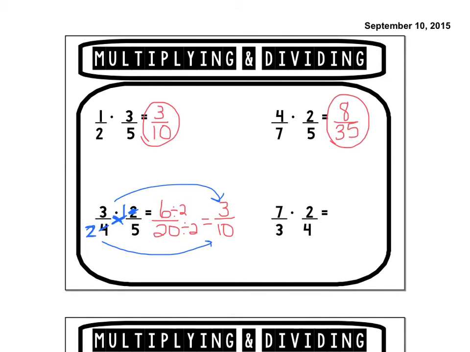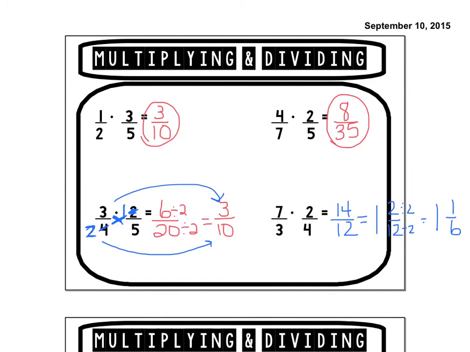On the next one, we can do top times top and bottom times bottom and reduce at that point. 12 goes into 14 one time with 2 leftovers, and we can reduce, and we'd get 1 and 1/6.